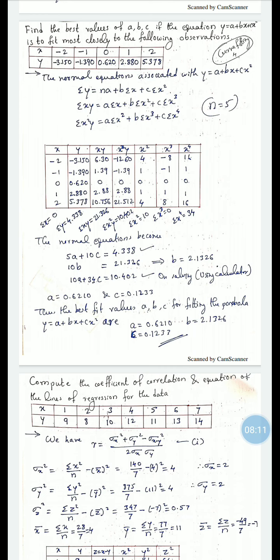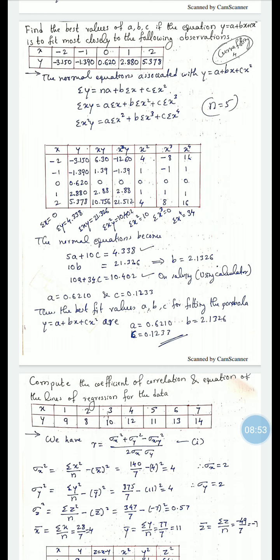X square y: 12.60, minus 1.390, 2.88, 21.512. The x square column contains 4 1 0 1 4. The x cube column contains minus 8, minus 1, 0, 1, 8. X raised to 4 contains 16 1 0 1 16. So add each column, we get summation of x equal to 0, summation of y equal to 4.338, summation of xy equal to 21.326, summation of x square y equal to 10.402, summation of x square equal to 10, summation of x cube equal to 0, summation of x raised to 4 equal to 34.